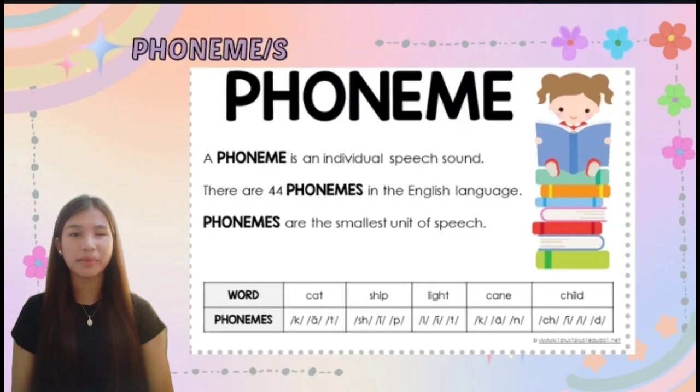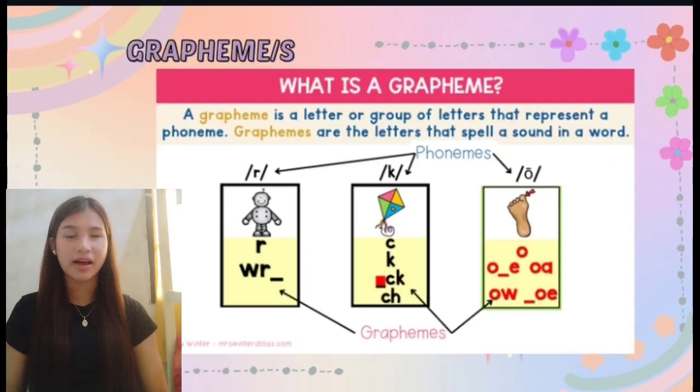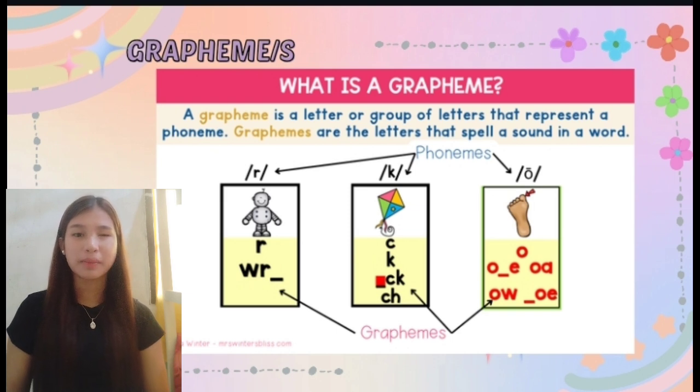Phoneme. A phoneme is an individual speech sound. Phonemes are the smallest unit of speech, the smallest unit of sound in a language. On the other hand, the grapheme is the letter or group of letters that represent the phoneme. The phoneme is the smallest unit of sound, while the grapheme is the letters that spell the sound in a word. To better understand, I prepared cards here.